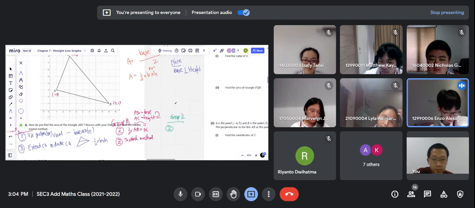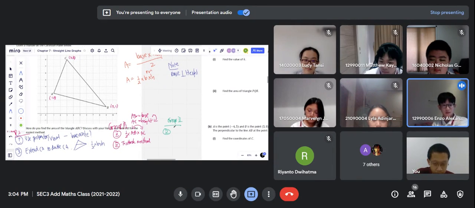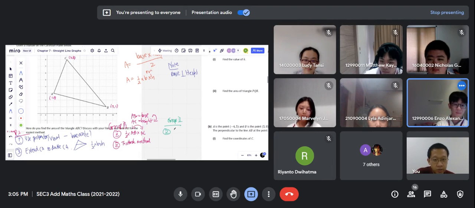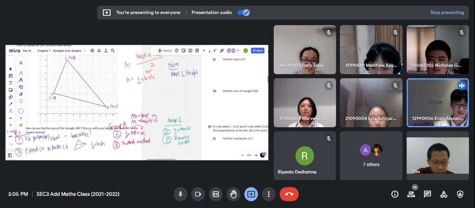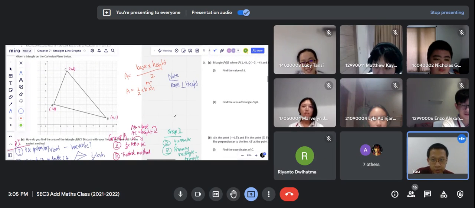The first method, which many people did, like Lucy's and the first group's, was half times base times height. Either EP or AC as the base. Okay. And then the second method was, what do you call it, the primary rectangle triangle thing. I mean, you draw a rectangle and then you subtract triangles from it, and you get the triangle in the middle. Okay. Could you elaborate on that a little bit? So what did you do?